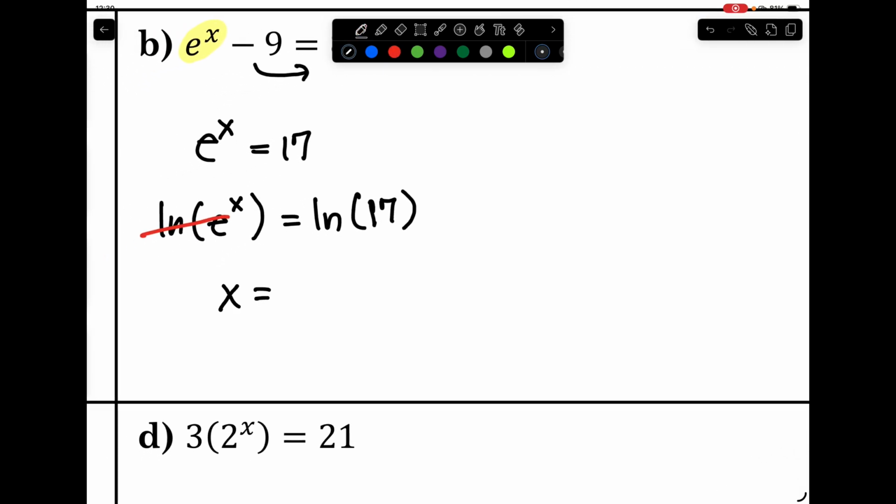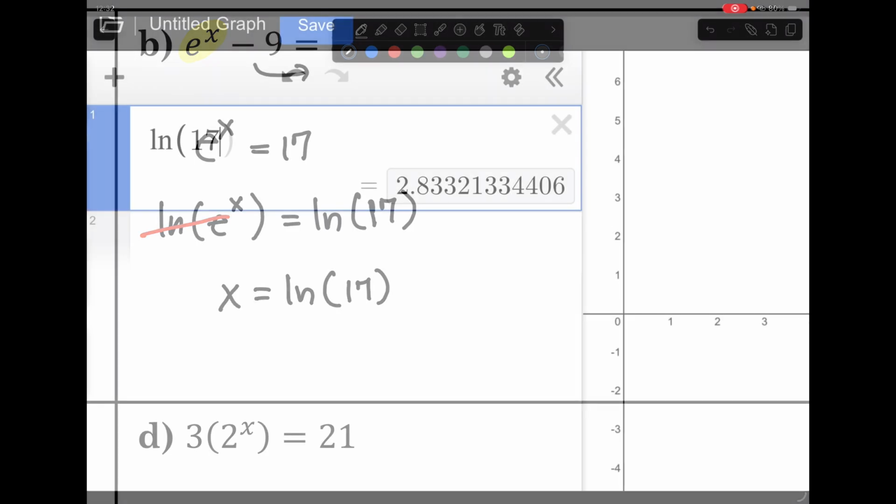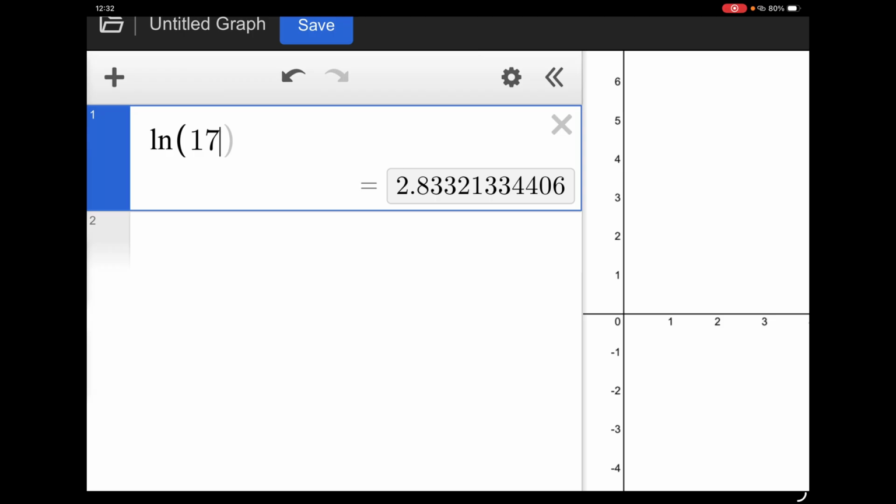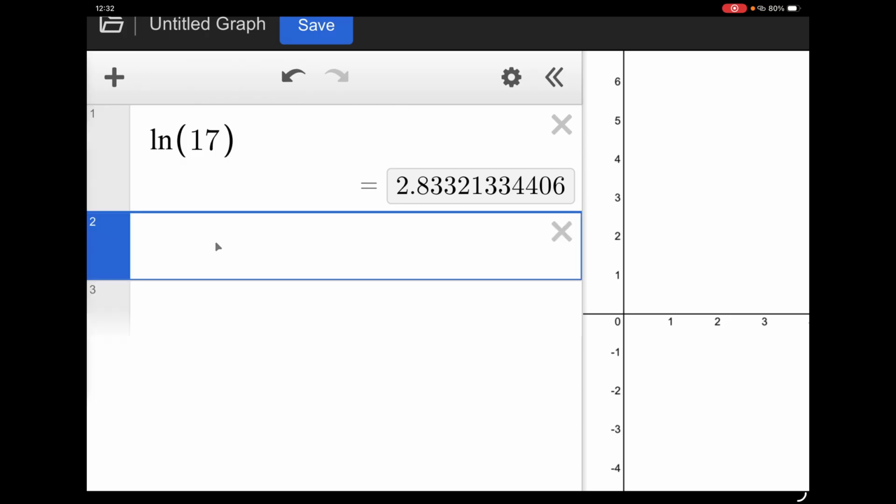So x is equal to the natural log of 17. And to determine what the actual decimal value of this is, we can plug it into Desmos and get an approximation to the decimal value. So as you see here, the natural log of 17 would be 2.83321344406. So you see, that would have been a headache to try to determine just by guessing what that exponent was.